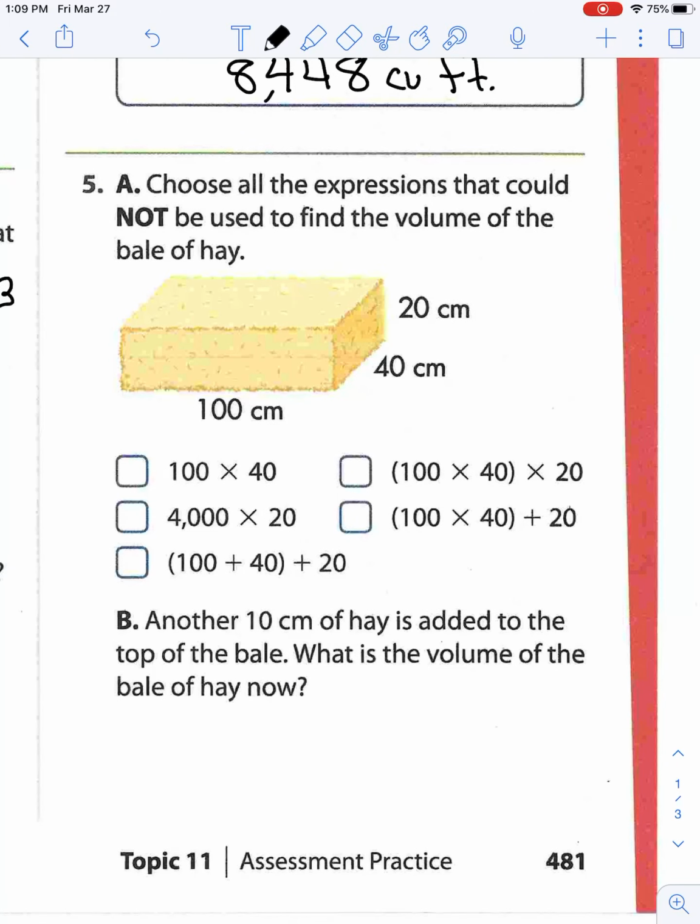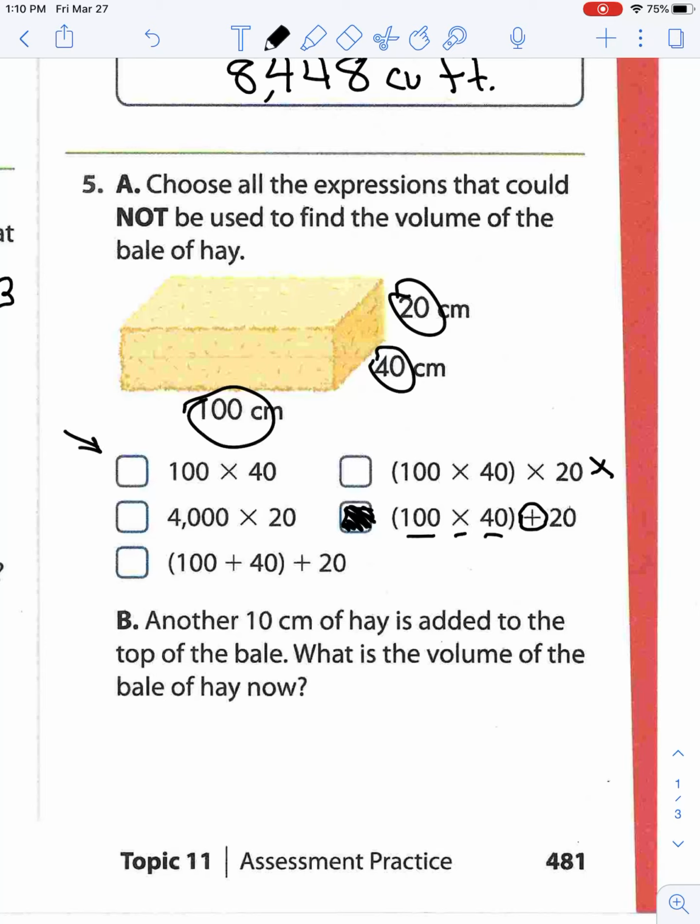Number 5, choose all the expressions that could not be used to find the volume of the bale of hay. Well, we know that if there's any of them that say 100 times 40 times 20, don't check that because that is exactly how we find it. So we're not checking this one here. Right below that, we have 100 times 40 plus 20. No, that is not going to work. So that one we will check.